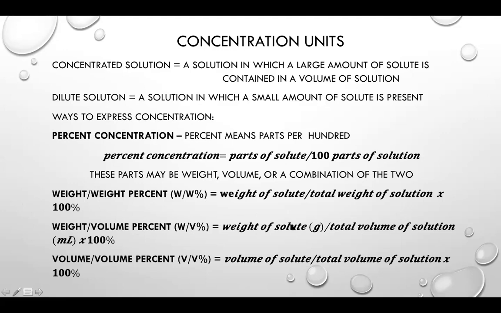So that's the weight of the solute in grams, and then the total volume of the solution in mils. So we'll divide the weight of the solute by the total volume of the solution in mils, and then you're going to multiply that by 100%. And then the last one that we're going to have for percent concentration is volume by volume percent. So we'll have the volume of the solute, that'll be in mils, by the total volume of the solution times 100. So this will be pretty straightforward. You'll be given some numbers, and then you will plug them into the equation and figure out the percent concentration.